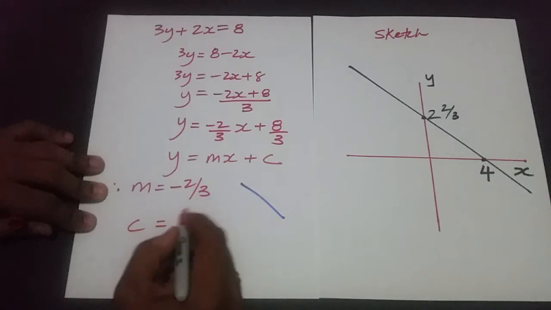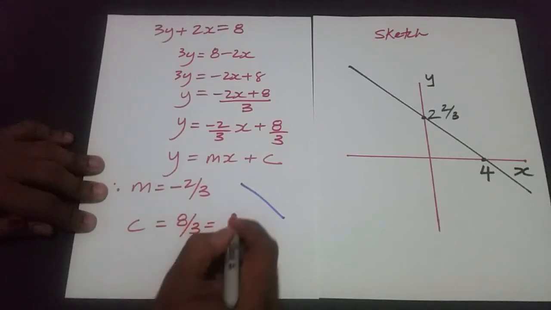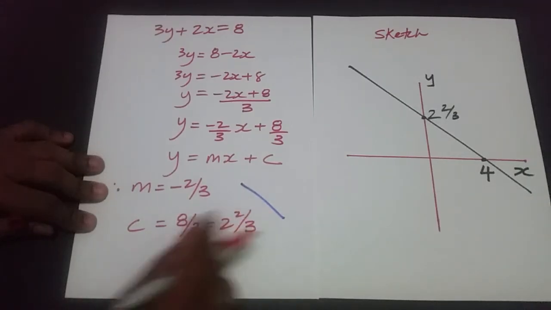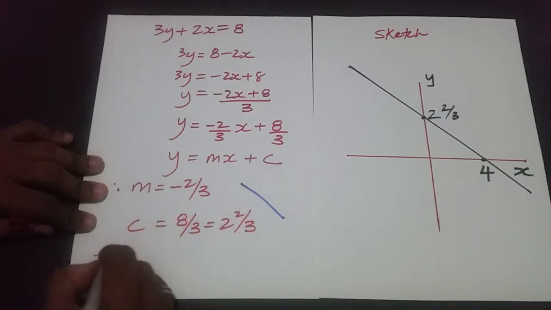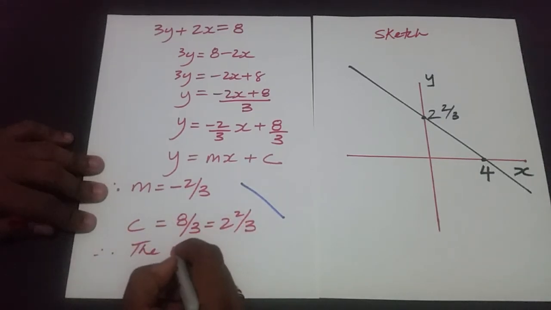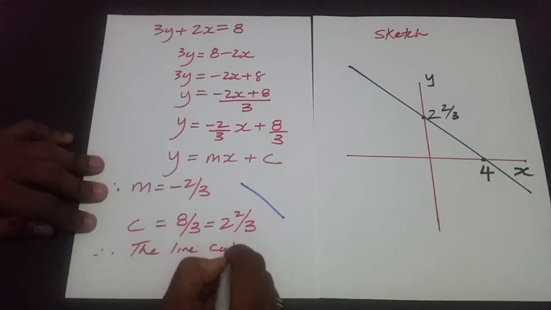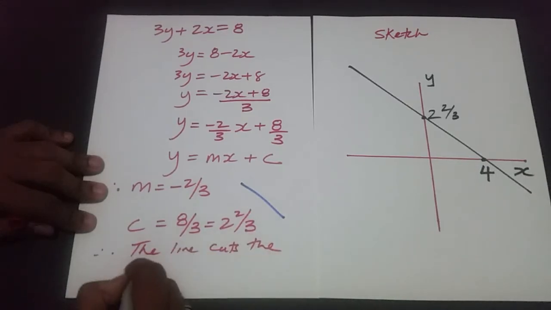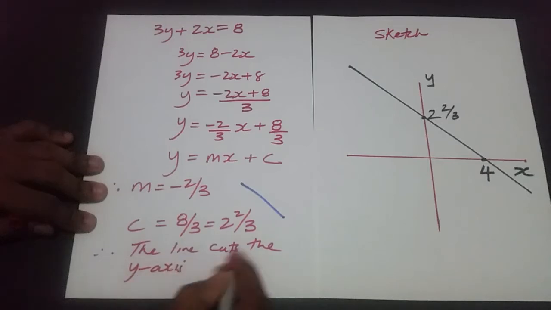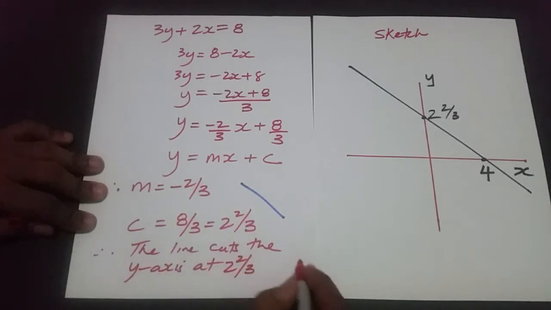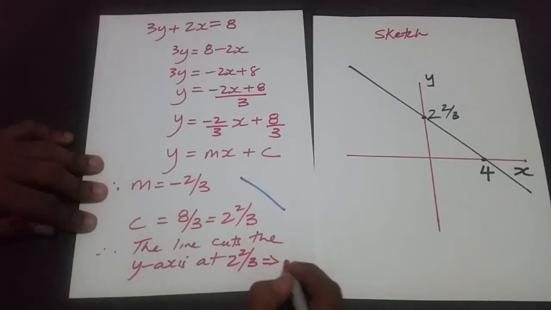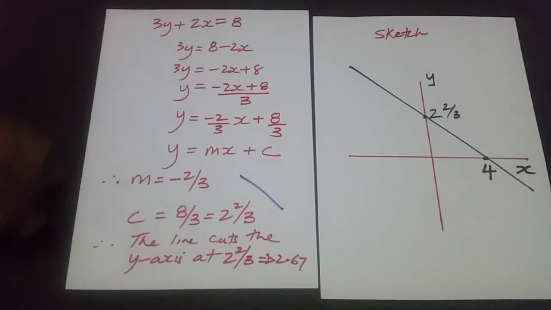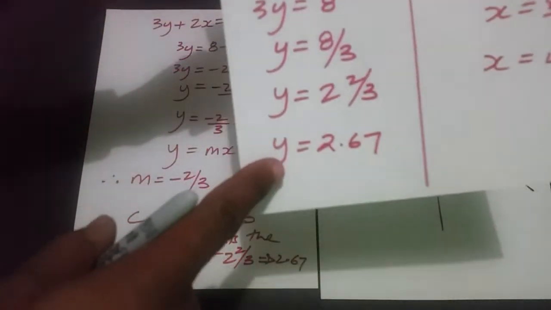Now, C is also 8 over 3, which is the same as 2 and 2/3. And this is where it cuts the y-axis. Therefore, the line cuts the y-axis, and that is what C tells us. The line cuts the y-axis at 2 and 2/3, which is the same thing as 2.67. That is where the line cuts the y-axis. And that is exactly what we got in the method that we used before, right?